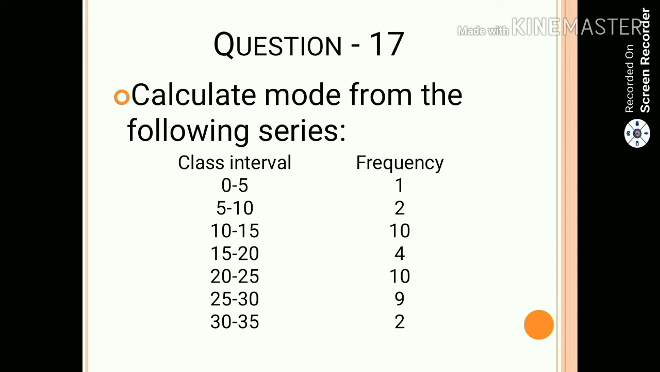Question number 17. Calculate mode from the following series. The class intervals are given: 0 to 5, 5 to 10, 10 to 15, 15 to 20, 20 to 25, 25 to 30, 30 to 35, and the corresponding frequencies are given: 1, 2, 10, 4, 10, 9 and 2 respectively.